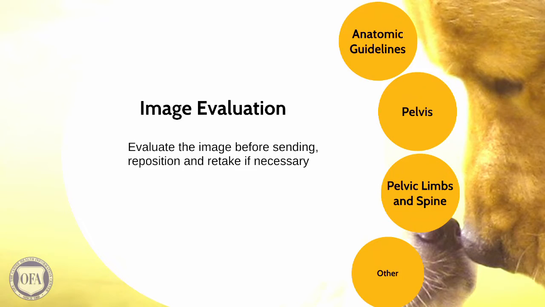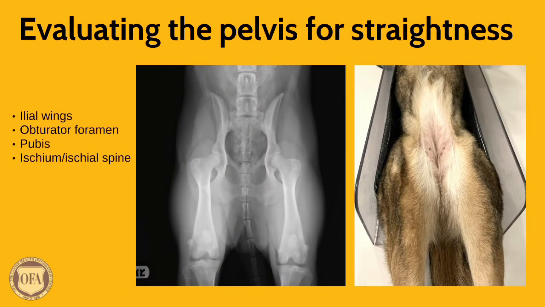Once the images have been evaluated for field of view, then we can begin to assess positioning. First is to assess the positioning of the pelvis. Begin by looking for symmetry of the obturator foramen, circled in blue, and the ilial wings, which is indicated by the dark orange arrows. These should be symmetric, as is seen in this radiograph. The pubis, ischial spines, and ischium should also be symmetric.